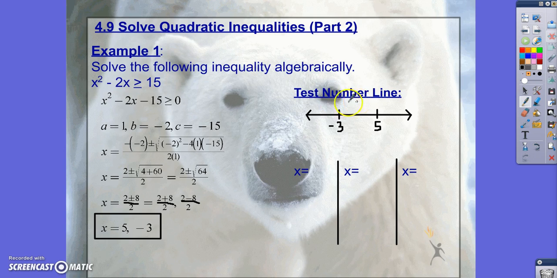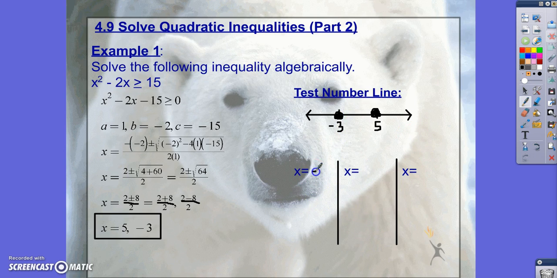Now, remember back in the day I said, is it an open or a closed circle? This is greater than or equal to, so why don't you take a second to draw those two closed circles there. There's one, there's the other. Now, how do we test where to shade? We're going to pick some numbers here. I want one number to the left of negative 3, one in the middle, and one on the right.